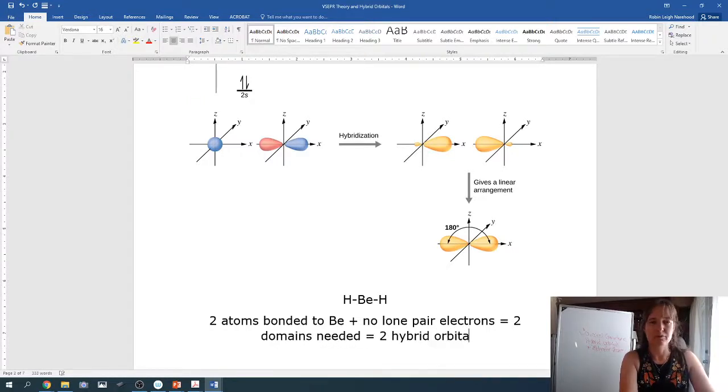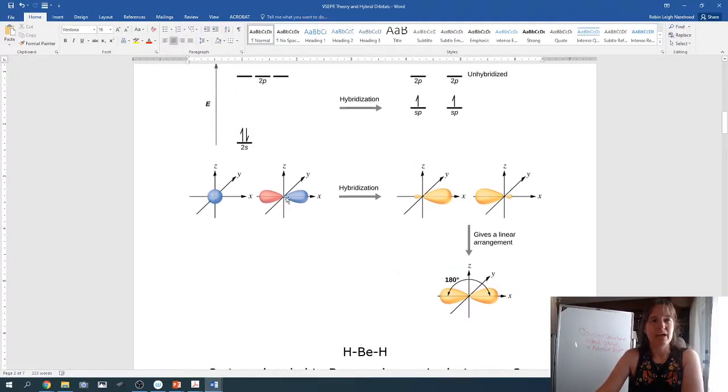And the hybrid orbitals are what are used to create the first covalent bond between 2 atoms, or hold any lone pairs that are on an atom in a covalent structure. And so the beryllium needs 2 hybrid orbitals. So beryllium has its outermost energy level of 2, it has 2s and 2p. So it has 4 orbitals. It only needs 2 of those.